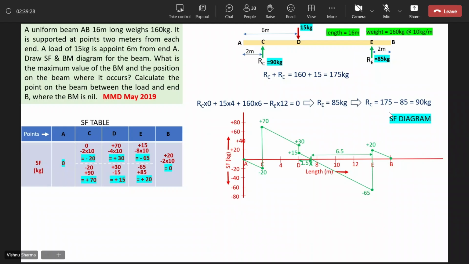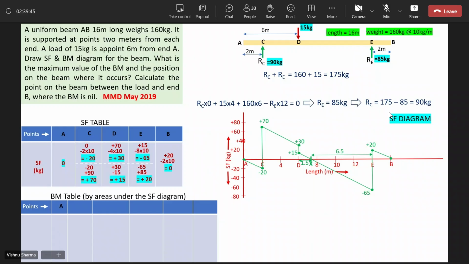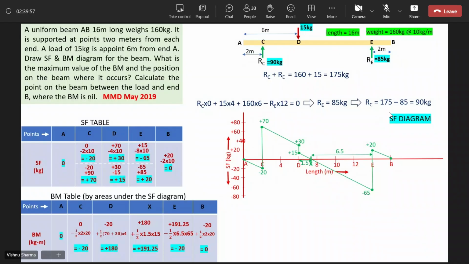BM table done, sir. Done. Very good. Samir, how far have you reached? Sir, I am working out the BM problem. Go ahead. Very good. Could you calculate dx and xe? Yes sir. Okay. Very good. Yes, it's fine, sir. Okay.